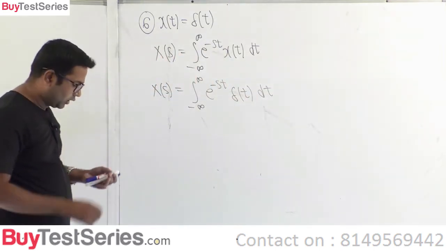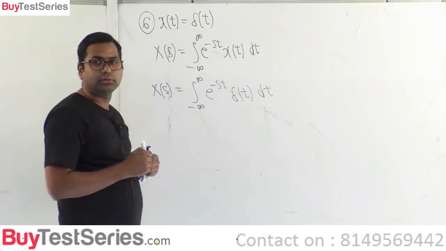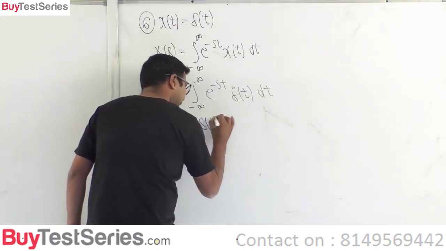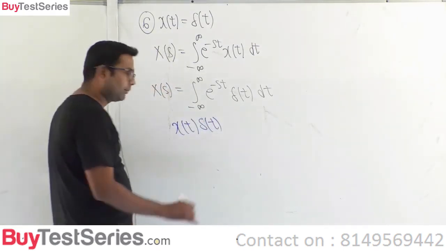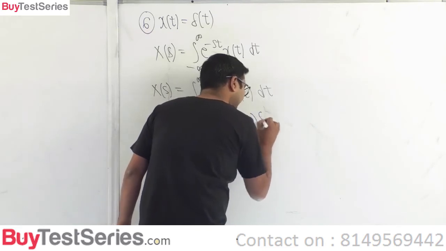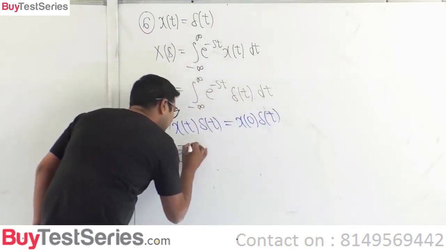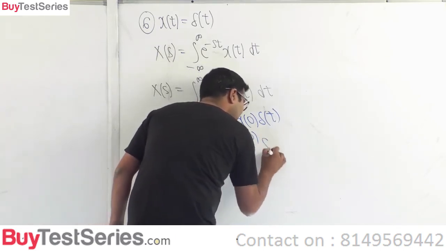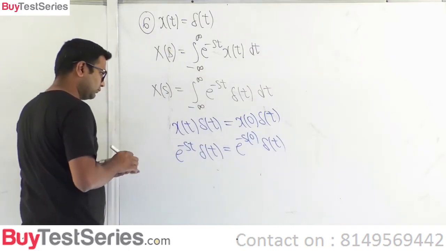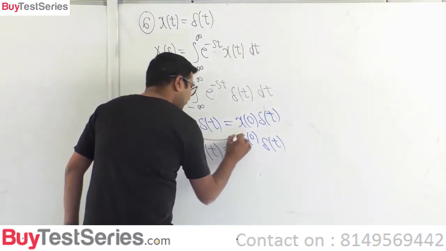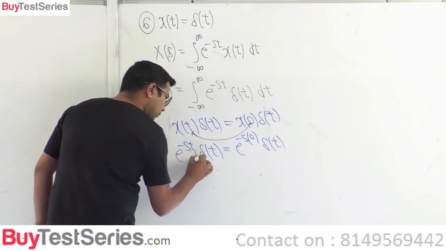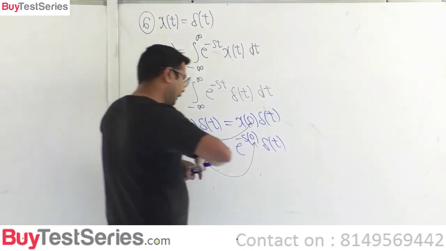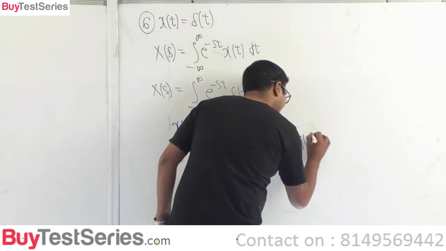In order to simplify this, we have to use a property of unit impulse. The property of unit impulse is, x of t into delta t, if you remember, we get x of 0 into delta t. Therefore, e raised to minus st into delta t, we will get e raised to minus s into 0 into delta t. That is, when the function is multiplied by delta t, t becomes 0. So, we get delta t.